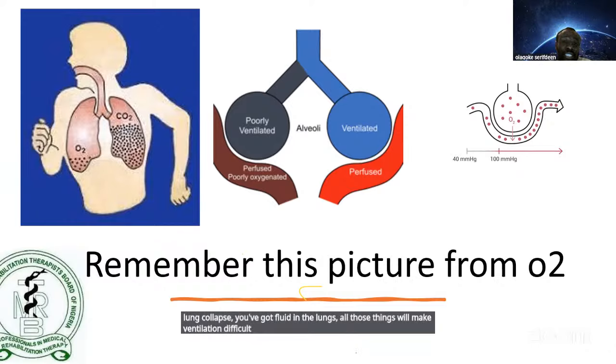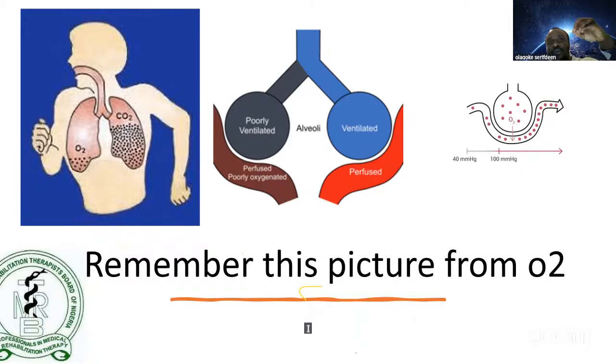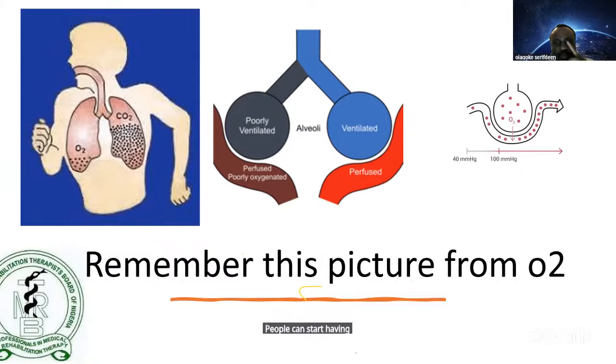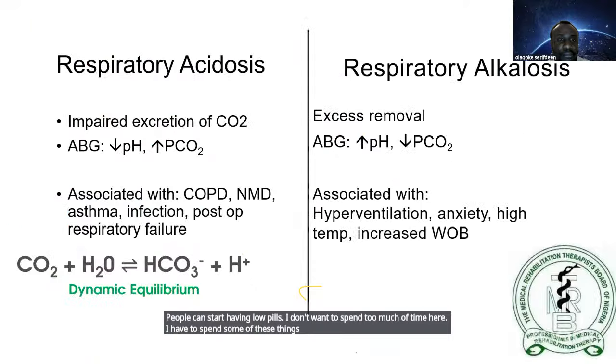I explained oxygen using husband and wife when I was teaching this last time. I told you guys that oxygen is like the wife, the blood is like the husband. They love each other. If you've got a lung collapse, there's no space for oxygen to transfer to the blood. If you've got that issue, ventilation issues will happen. There will be VQ mismatch. In that regard too, people can start having low PO2. I don't want to spend too much time here. I've explained some of these things last time.